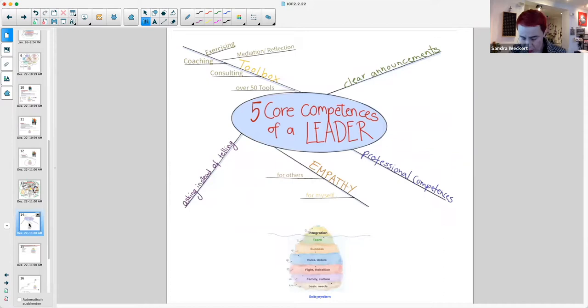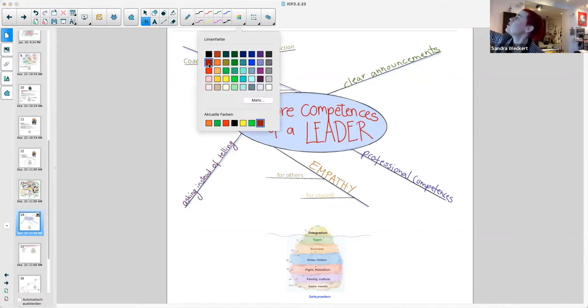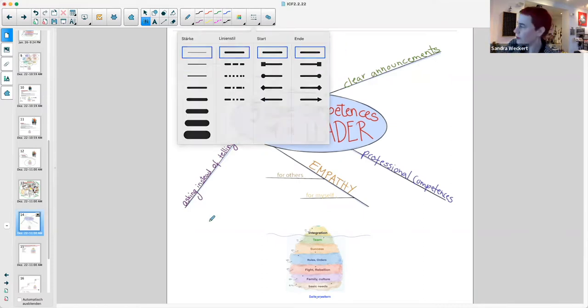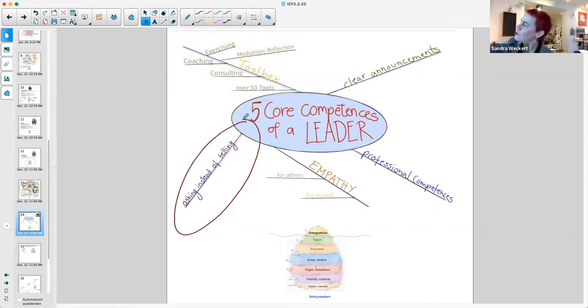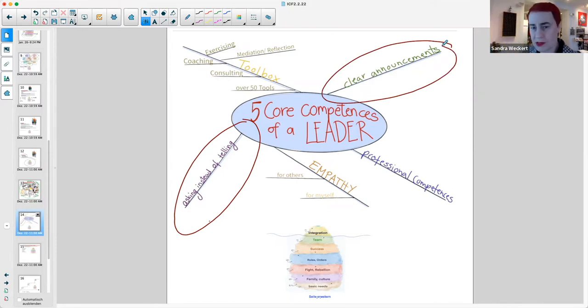You have to make sure that the people who are the leading persons or the executives in the company have the five core competences of a leader. And those five core competences of a leader are the following. You have to be able to ask instead of tell in order to sell. You have to be able to make clear announcements in order to steer the whole process.